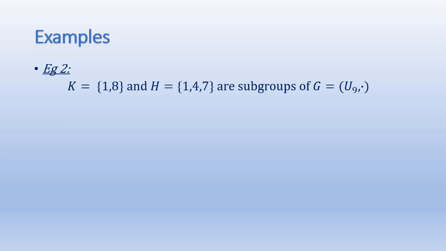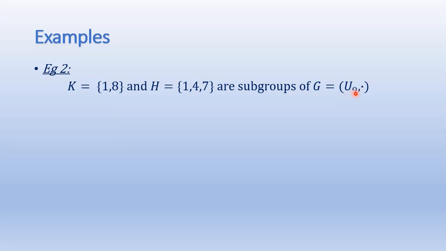Let us see some other examples. Consider the set G equal to U9, dot, that is, the set of all units of the ring Z9, plus, dot. In that set we'll have the elements from 0 to 8, 0, 1, 2, 3, etc. up to 8. And in Z9 you will have 0, 1, 2, 3, etc. up to 8. And the units of that ring are 1, 2, 4, 5, 7 and 8. You may refer to the previous video for this set.